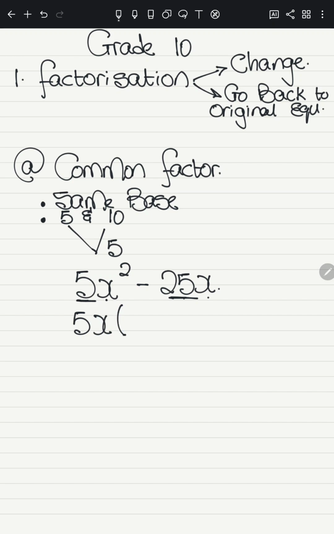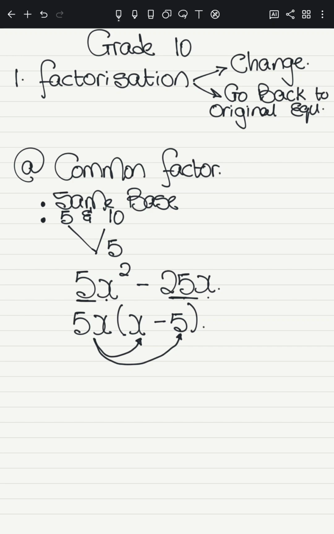Then open bracket. We've got 5 divided by 5, that will be 1. And then x squared divided by x, that will be x. Then minus, we have 25 divided by 5, that will be 5. And then x divided by x, that will be 1. So the law for the common factor is that when you remove the bracket, you still have to go back to where you're coming from. If you do not go back to where you're coming from, it means that whatever you have taken was incorrect. So that is the most important thing about the common factor.